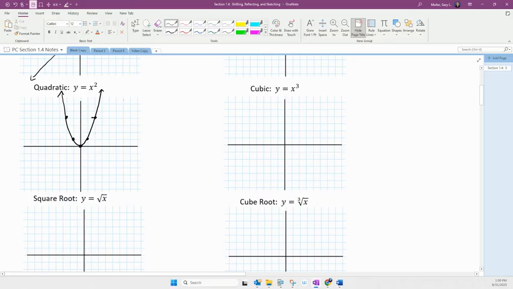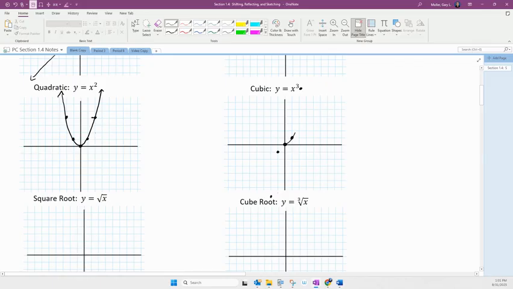X cubed is, we're going to be at 1, 1. And then I know the next point is 2 cubed, which is 8. So I'm at 2 and 8. 1, 2, 3, 5, 6, 7, 8. Oops, I'm off the page. Didn't get a big enough graph. And then I know at negative, I'm going to be negative of the same things.